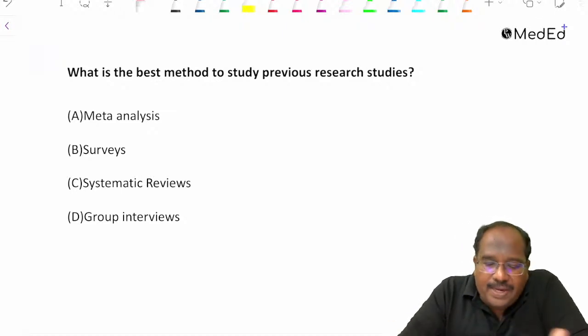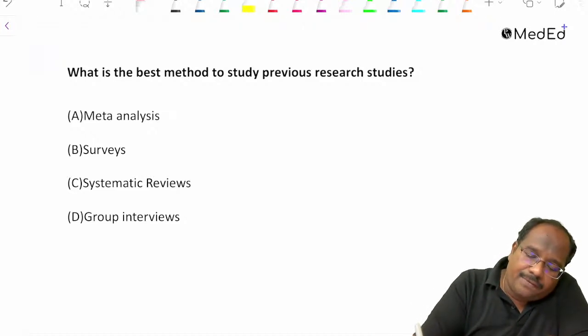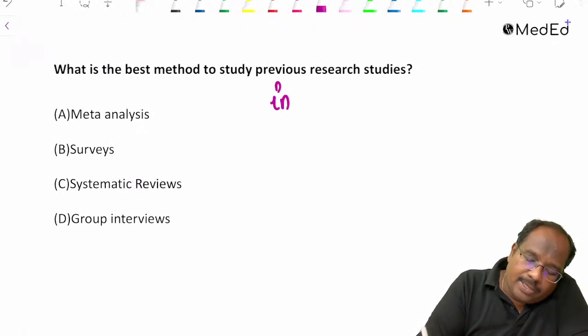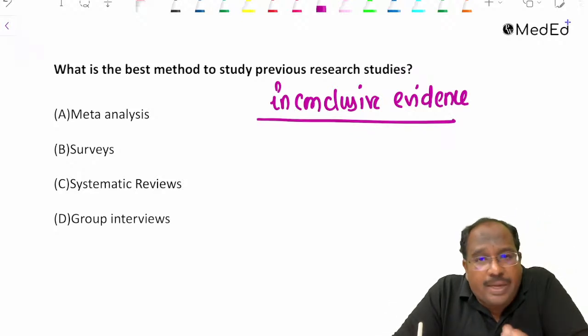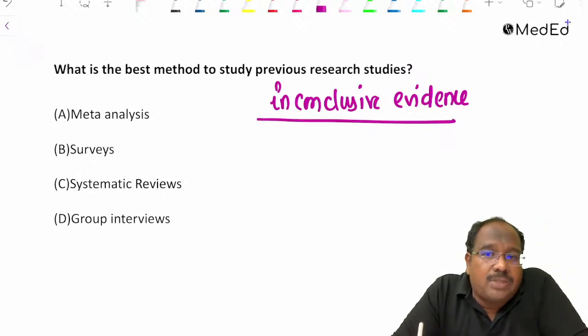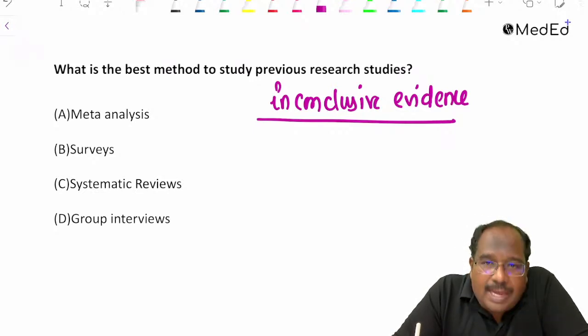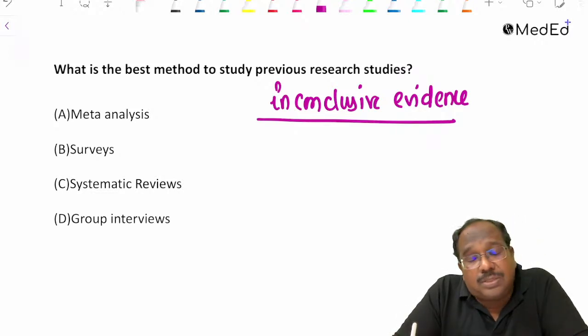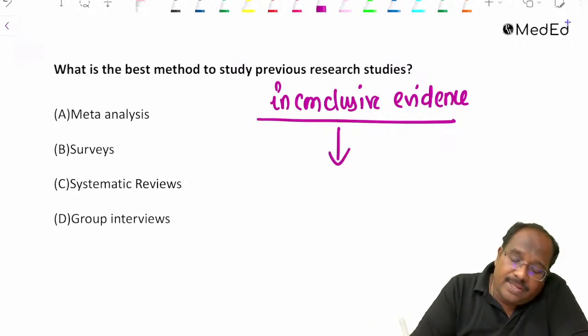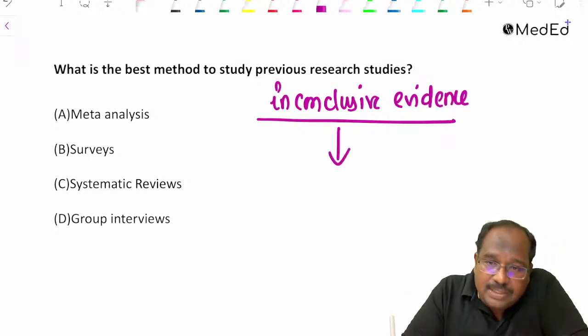But whenever you are finding inconclusive evidence, okay, inconclusive evidence means the result of previous studies is inconclusive. So based on that I cannot take some decisions. So what can we do? For previous studies, we can make a new study. So whenever there is inconclusive evidence, I can do a further study.